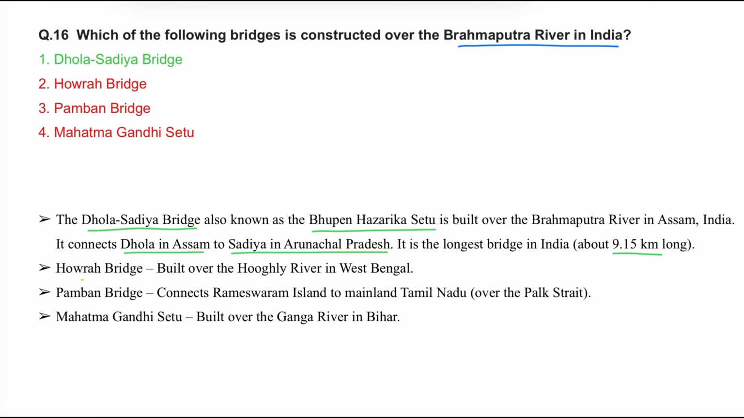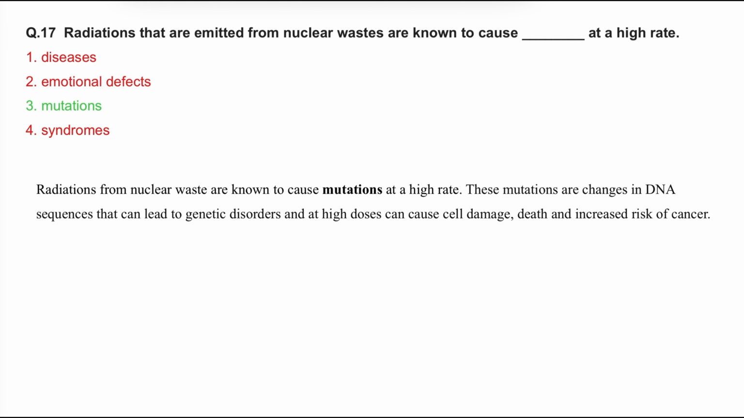Other options: Howrah Bridge, built over the Hooghly River in West Bengal. Pamban Bridge connects Rameswaram Island to mainland Tamil Nadu. Mahatma Gandhi Setu, built over Ganga River in Bihar. Correct answer 1. Question number 17.